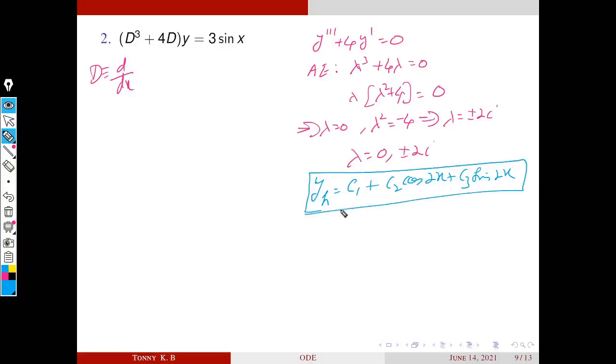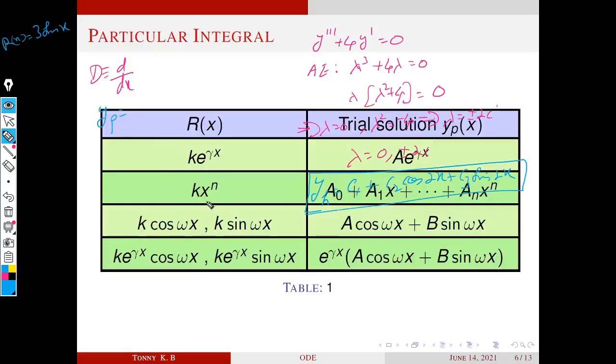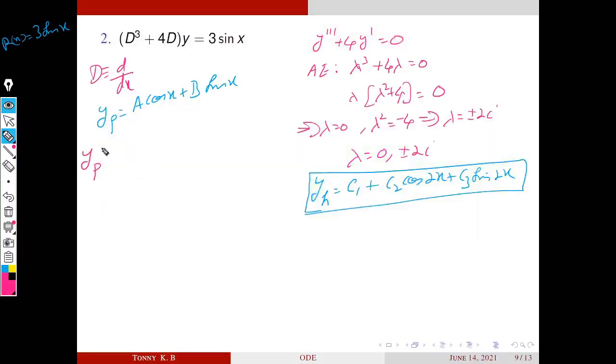Okay. So next we have to write yp. What is our trial solution corresponding to 3 sin x? Our r of x is 3 sin x. So from this table, our yp is a cos x plus b sin x, because here omega is 1. So our yp is a cos x plus b sin x. Next we have to find the derivatives yp dash, yp double dash and yp triple dash, and substitute them in this equation.